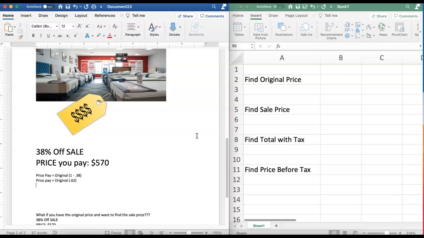Okay, and then we were told the price that we pay is $570. So we can put that in here: 570 equals whatever the original price tag was, and then multiply that by 0.62. To solve this, I want to solve for the original price tag. This is being multiplied, so I divide both sides by 0.62 to eliminate it on the right-hand side.